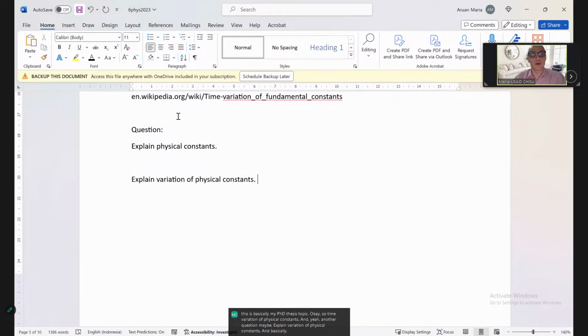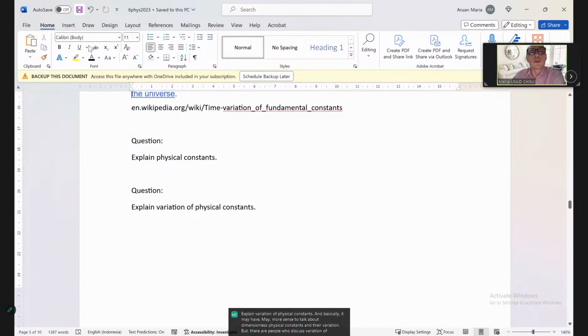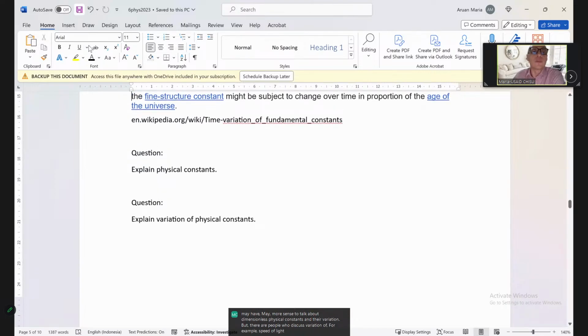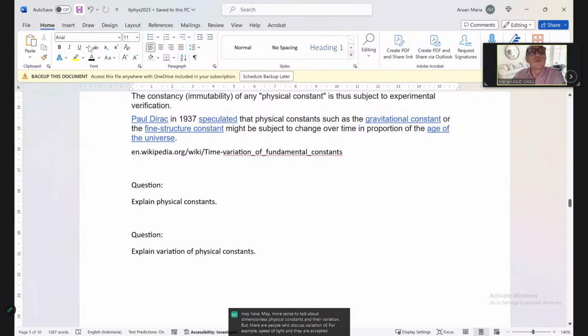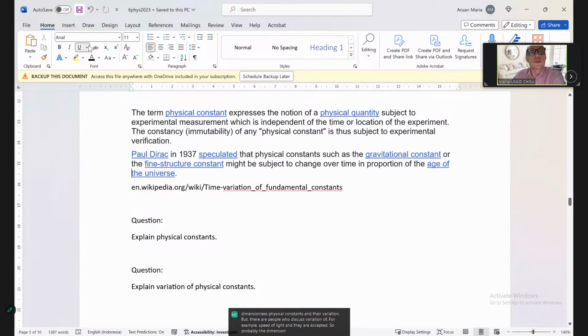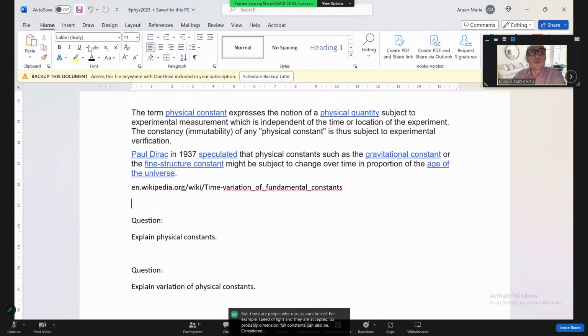Basically, it may make more sense to talk about dimensionless physical constants and their variation. But there are people who discuss variation of, for example, the speed of light, and they are accepted. So probably dimensionful constants can also be considered, and can also vary in time.